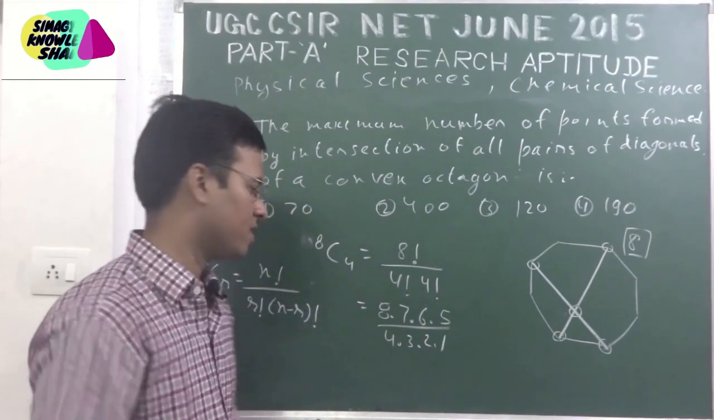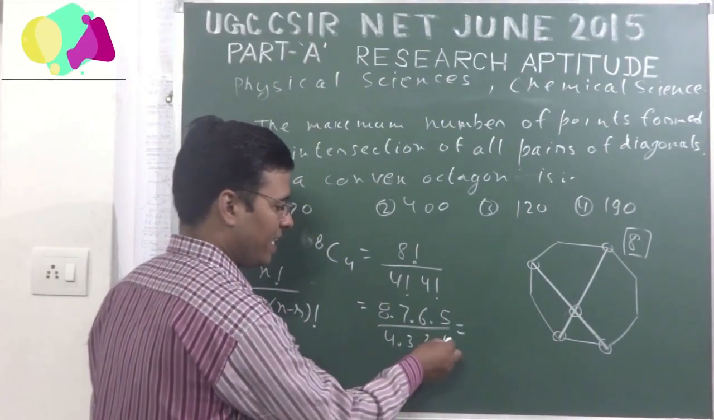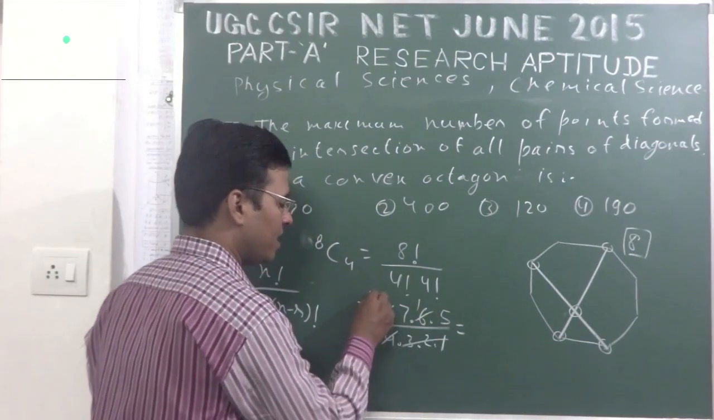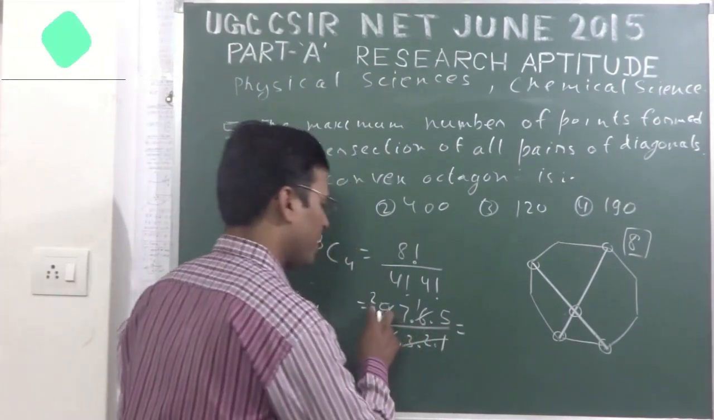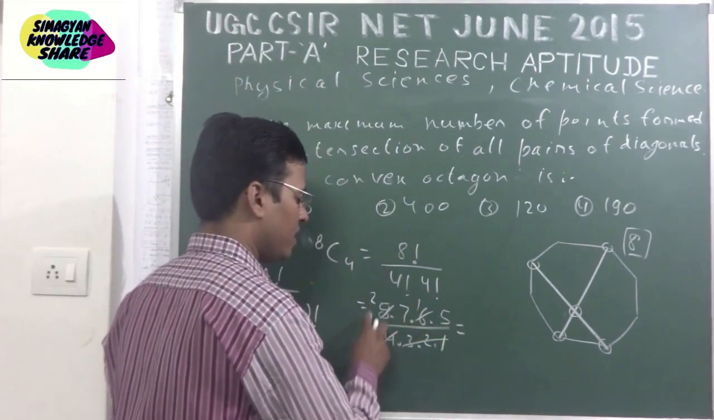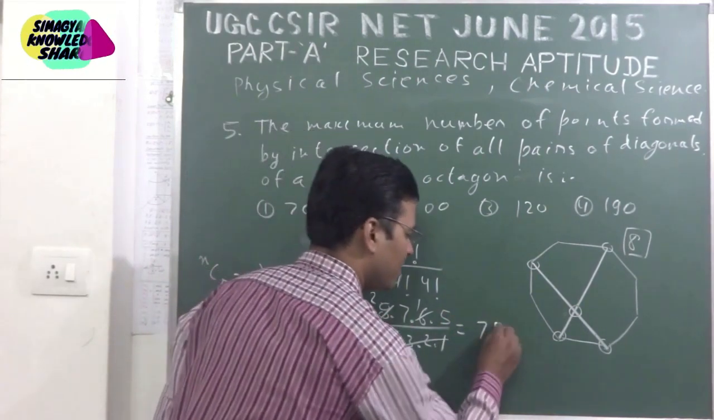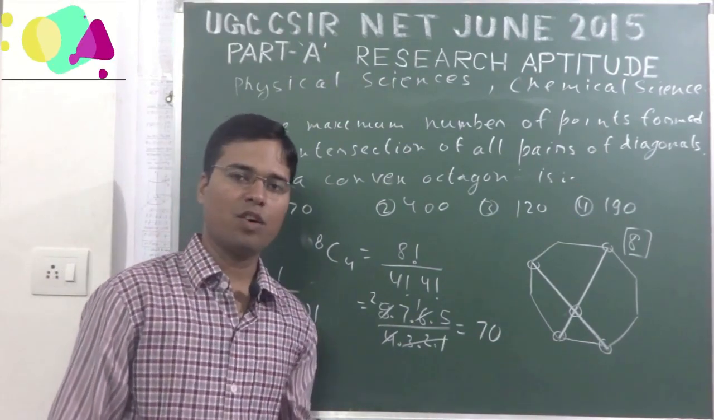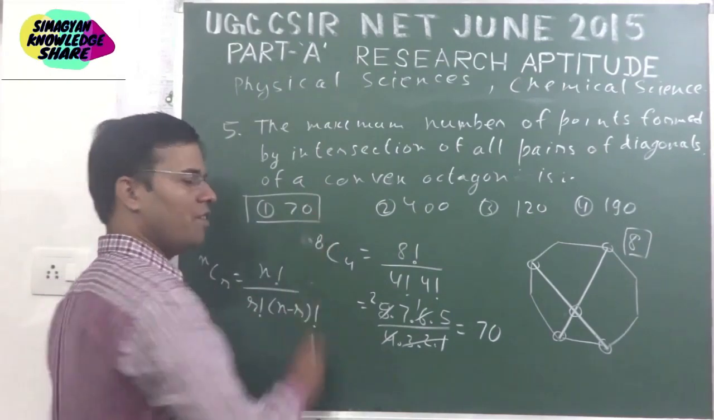In the multiplication, 1 times 2 times 3 is 6. The next term is 4. It cancels 8 two times. Then what would be the solution? 2 multiplied by 7 is 14, multiplied by 5 is 70. So the answer of this problem would be 70, which is option number 1.